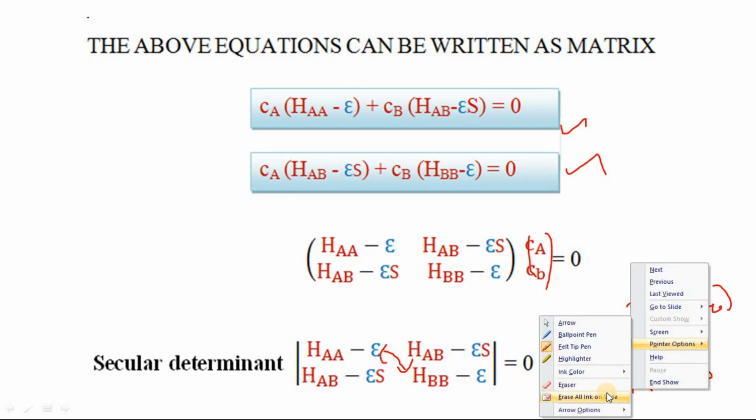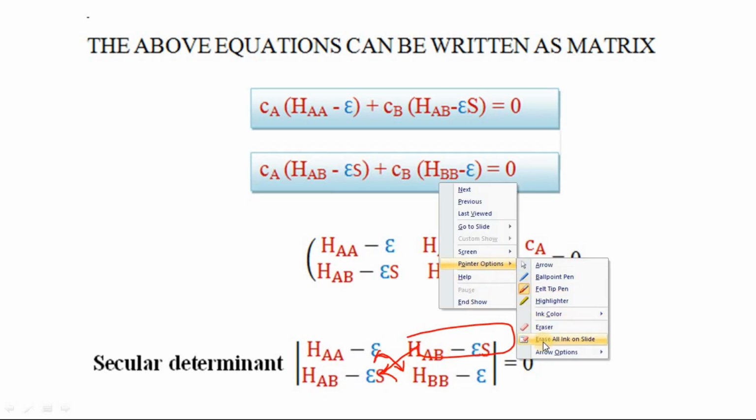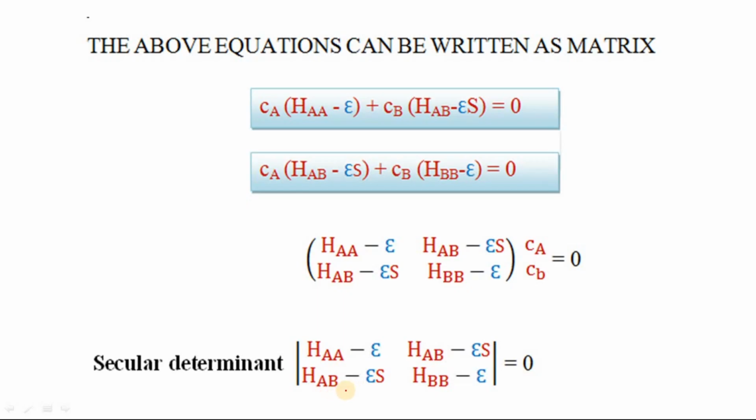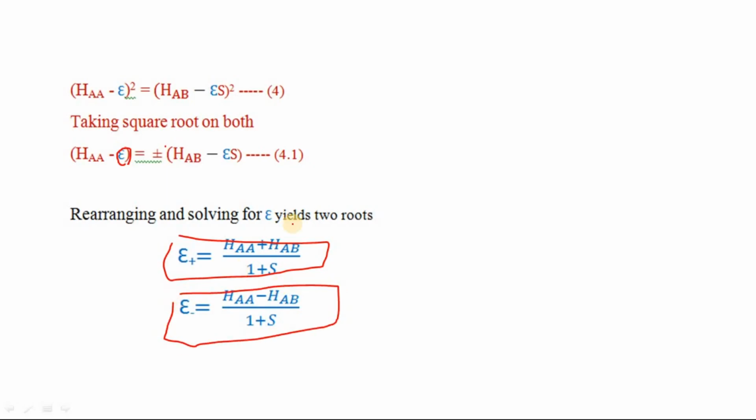So that's the way to minimize the lots of parameters, in other words, to simplify. So this will be multiplied to this one, becomes HAE square. Likewise, this is multiplied with the other term, because we know that HAB is equal to HBA. Therefore, we can readily solve these two equations. Now taking roots on both sides, HAA minus E will give 2 roots, plus HAB minus ES and minus HAB minus ES. Now solving for E and rearranging, we will get this equation. What are these? These are the two important results.